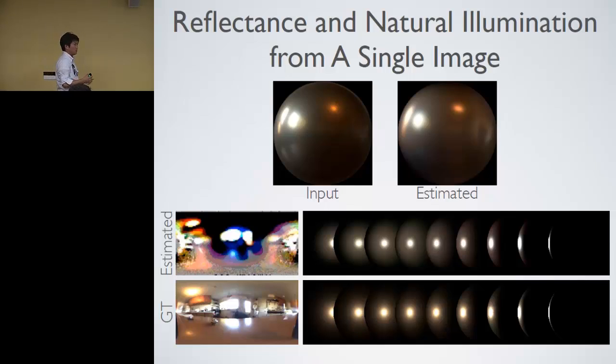Any other questions? So this ground truth is from the center of the image, the object? The ground truth is from taking an image of a spherical ball.